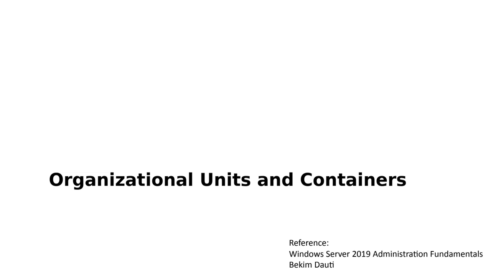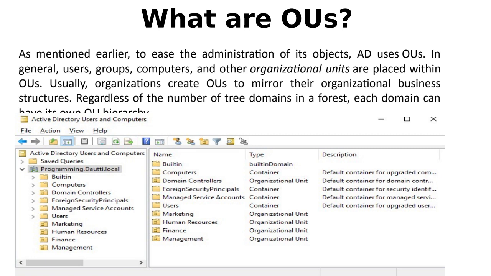Okay, what is OU? Let's say here we have our campus. OU is a way to organize and administer your objects, your resources in the Active Directory. So for instance, here we can have one OU for faculty, one OU for students, one OU for printers, like that. OU is abbreviation of organizational unit. So here you look here, we have many OUs. We have marketing, HR, finance, and so on.